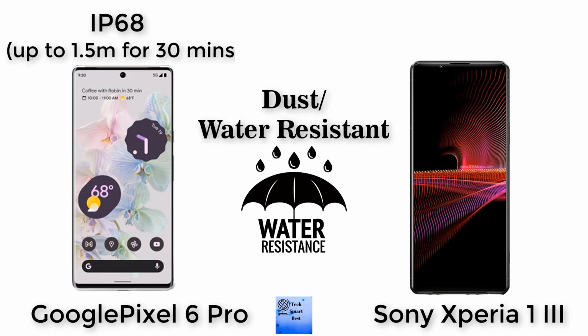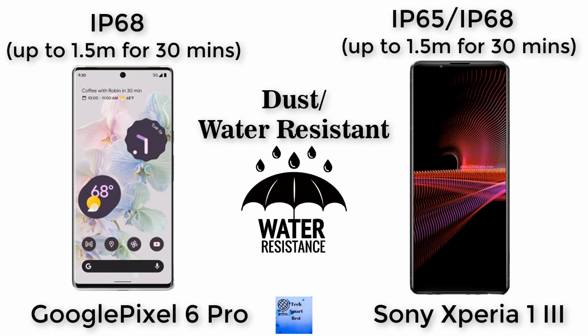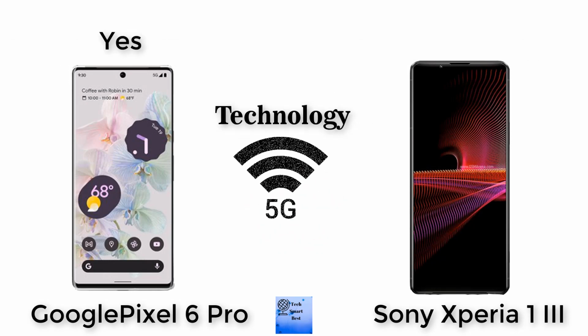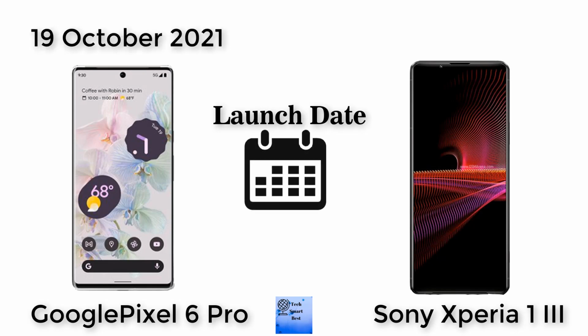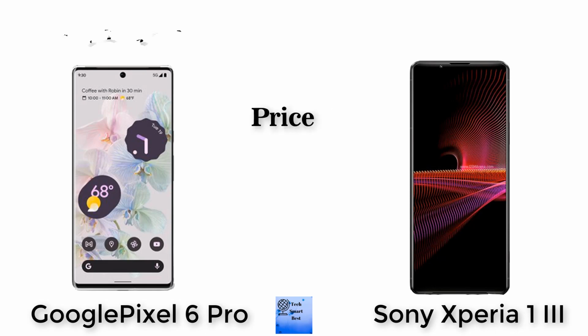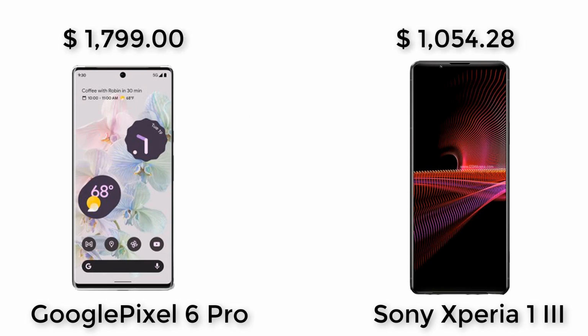The water resistance of the Google Pixel 6 Pro is IP68 dust and water resistant up to 1.5 meters for 30 minutes. And the water resistance of the Sony Xperia 1 Mark III is IP65 and IP68 dust resistant up to 1.5 meters for 30 minutes. 5G technology is available on both smartphones. The launch date of the Google Pixel 6 Pro is 19 October 2021, and the launch date of the Sony Xperia 1 Mark III is 14 April 2021. Different prices are available for both smartphones.